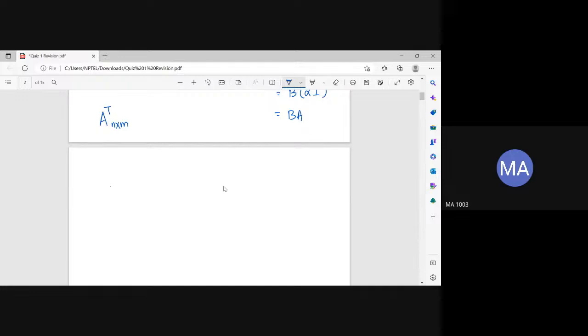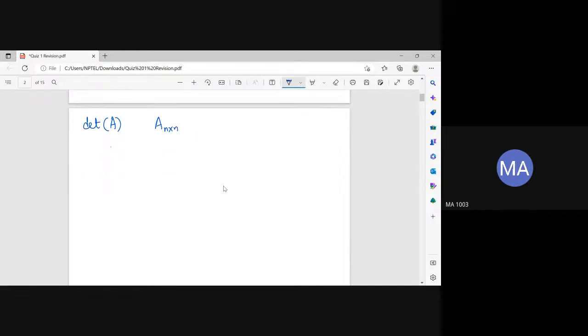Then how will you find the determinant of a matrix? Ma'am, a matrix has to be a square matrix to find it. Yes, first of all, you should have a square matrix. Only then you can find the determinant of a matrix. How will you find the determinant? We expand with respect to any row or column and we multiply each element in that row or column with its cofactor and we take the sum. Right. So let's take an example.